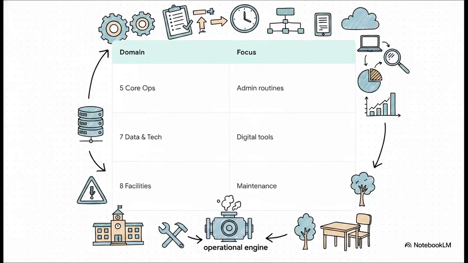These remaining 3 operational domains form this really incredible interconnected ecosystem. Domain 5, Core Operational Systems, examines the administrative processes and daily routines that keep things moving. Domain 7, Data, Technology, and Information Systems, looks at student information, reporting, dashboards, and your overall tech infrastructure. And Domain 8, Facilities and Infrastructure, covers the physical stuff, your buildings, classrooms, maintenance, and safety procedures. When you step back, you can clearly see how administrative routines, digital tools, and physical learning environments all interconnect to form one massive operational engine.